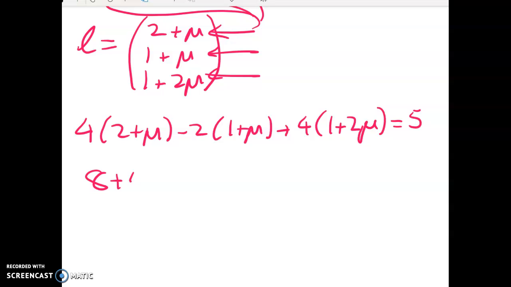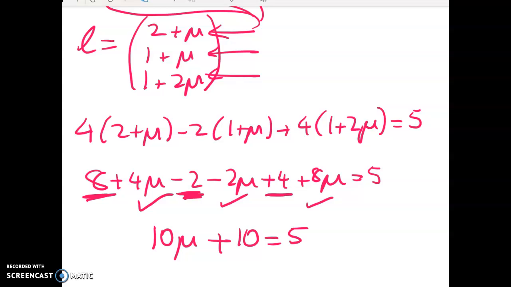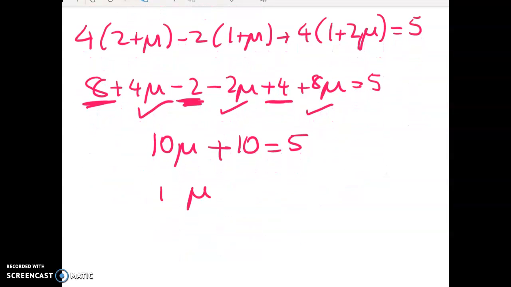And we get 8 plus 4 mu. Right, let's do the constants carefully first. It's very easy to muck these bits up. So we'll do the mu's first. So we've got 4, take away 2 is 2, plus 8 is 10 mu. And I've got 8 minus 2 is 6. 6 plus 4 is 10. What does this give me? Well, it gives me 10 mu is equal to -5. Mu is equal to -1/2.